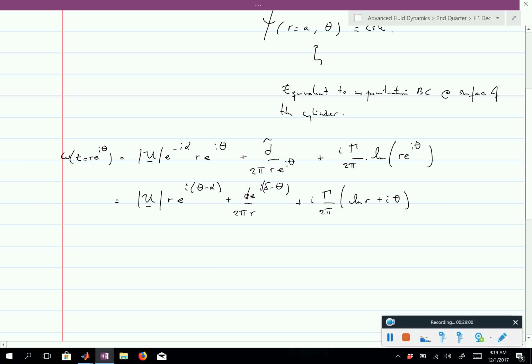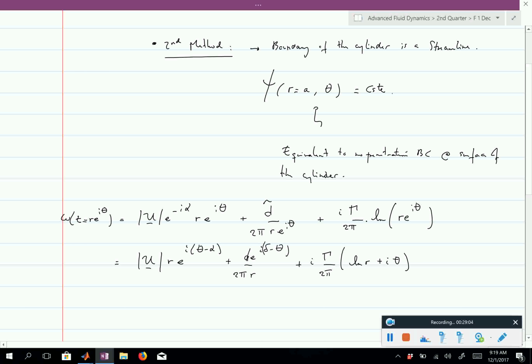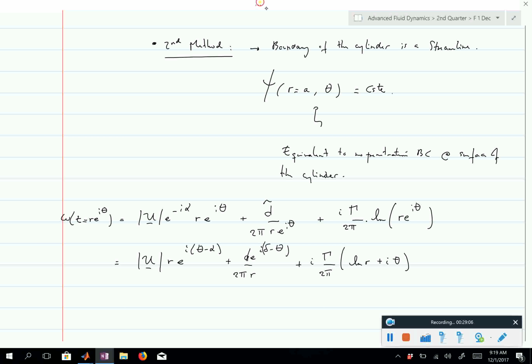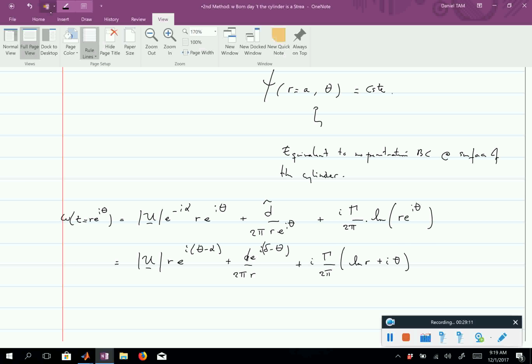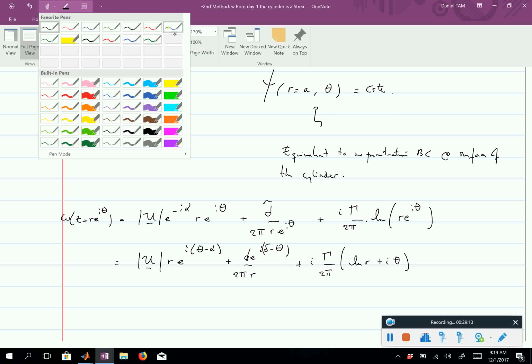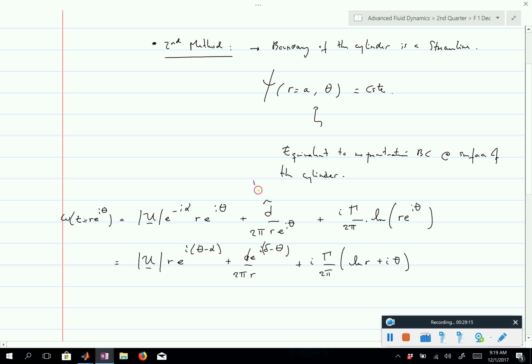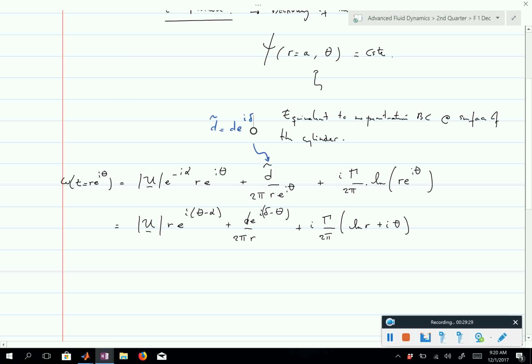D now is real. Let me make that very clear, just because D is essentially what I'm going to solve for. D is a complex number, so instead of writing it with its real part and its imaginary part, I represent D with its modulus and its argument. That's why you have this delta. All right, and now what do I have to do?